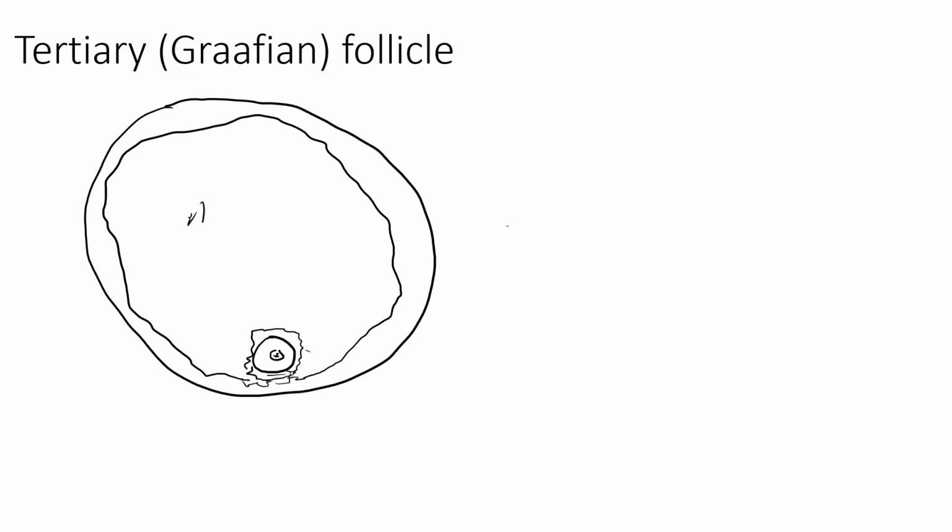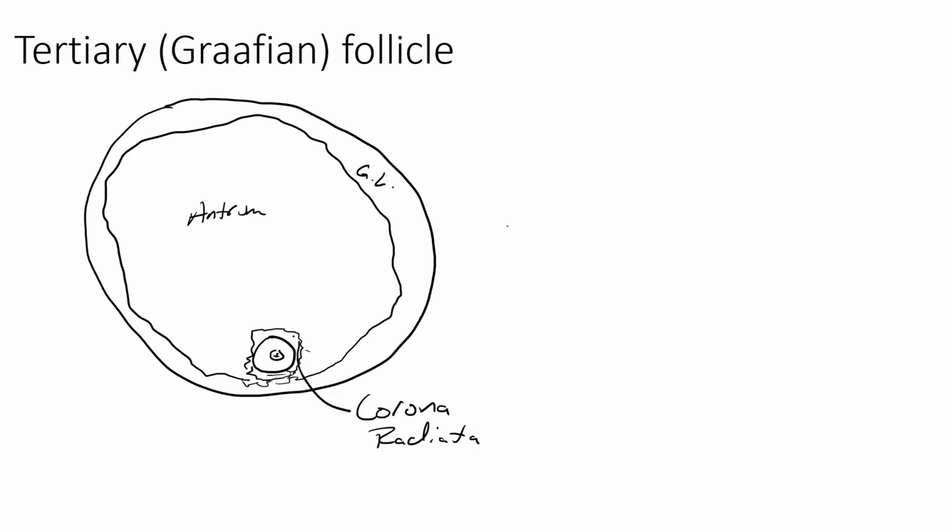So here's our giant antrum, our large single antrum. Here's our granulosa layer out here, and around the egg cell itself is a layer of special granulosa cells called the corona radiata. Corona, as you know, probably is Latin for crown.